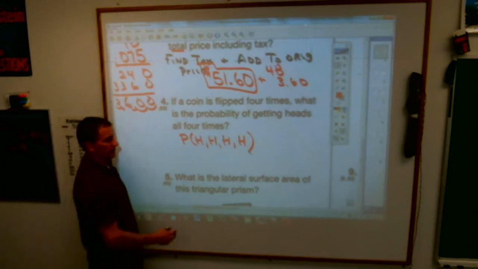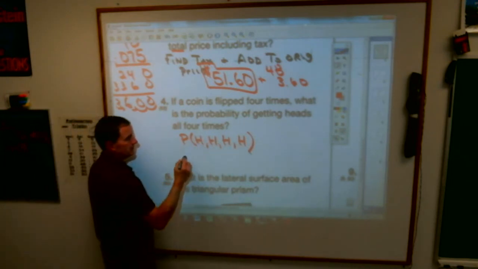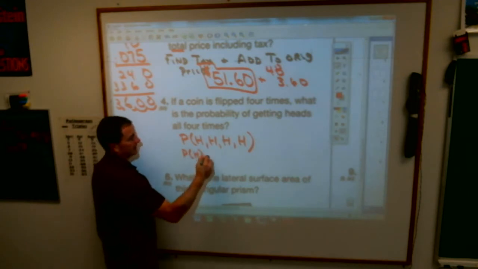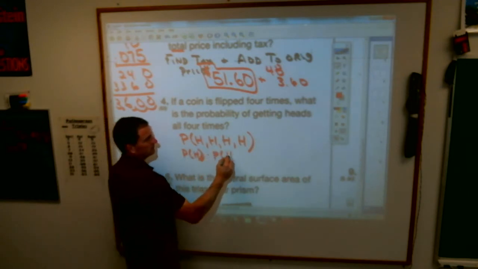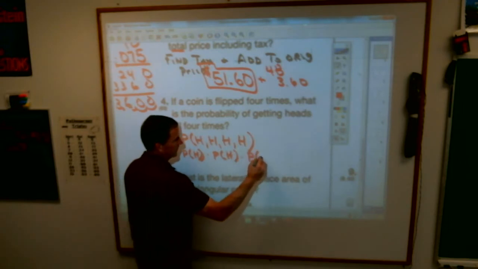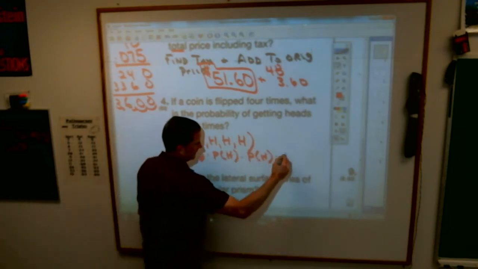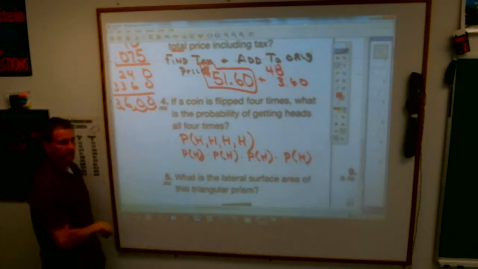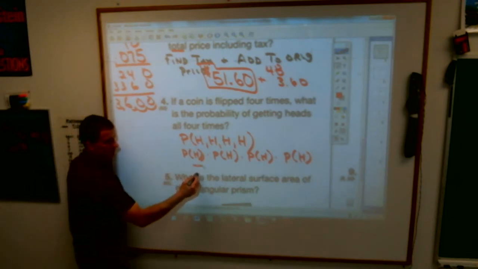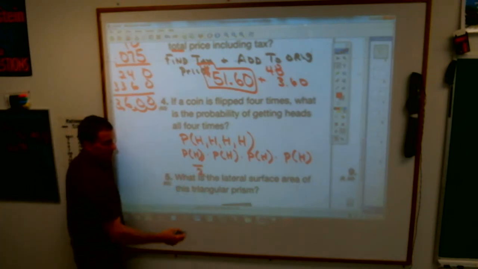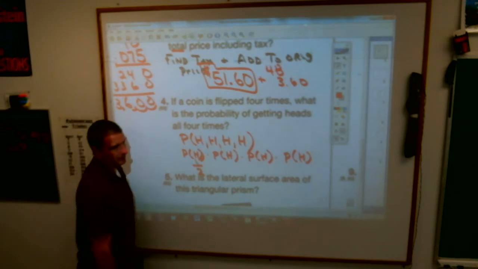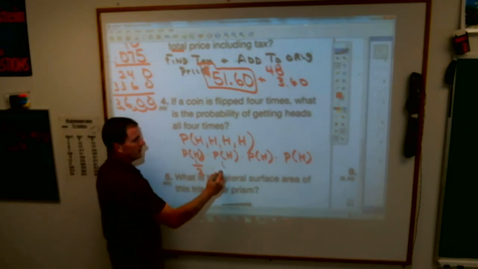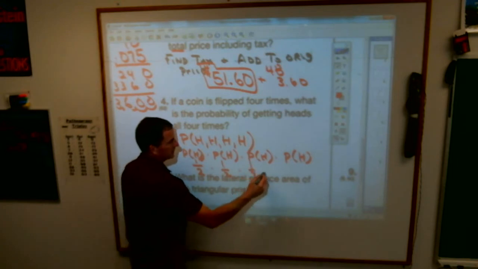And to find out those things happening in order, it's all of these probabilities times themselves. Probability of getting a head, times the probability of getting a head, times the probability of getting a head, times the probability of getting a head. Well, when you flip a coin just once, what's your probability of getting a head? How many sides to a coin? 2. How many of those sides are heads? 1/2. It's half every time you flip a coin, but you're doing it 4 times in a row.